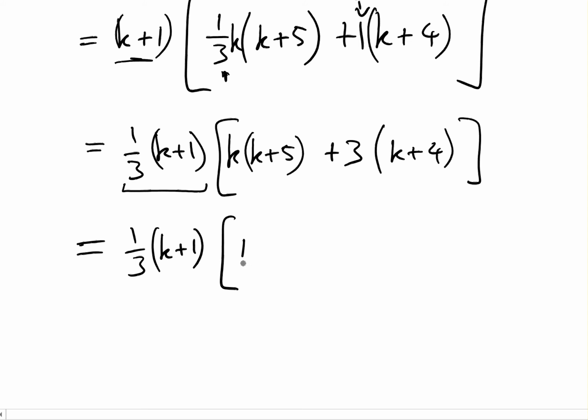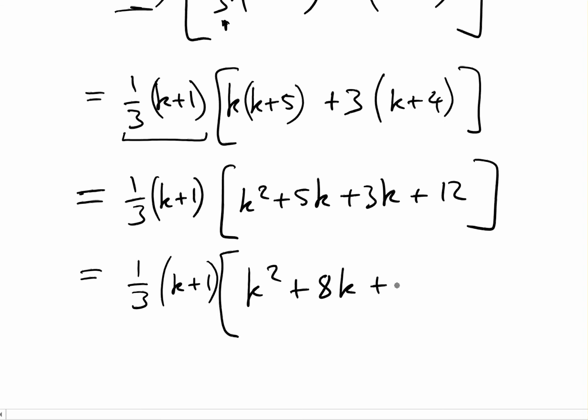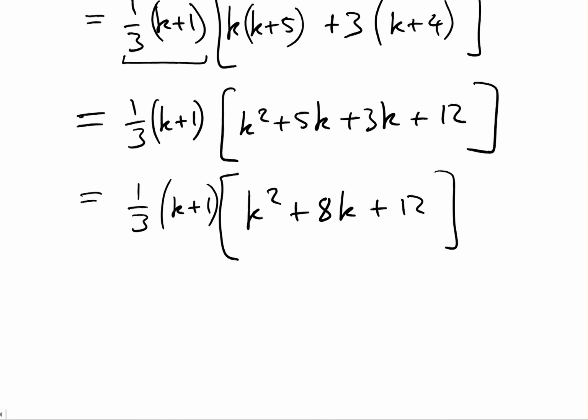This is going to be k squared plus 5k plus 3k plus 12. Okay. Do a bit of simplification. Third, k plus 1 still out the front. Do a bit of simplification of this thing. So we've got k squared plus 8k plus 12. Now I want to try and factorise this now. I want to look for two numbers that add together to make 8 and times together to make 12.